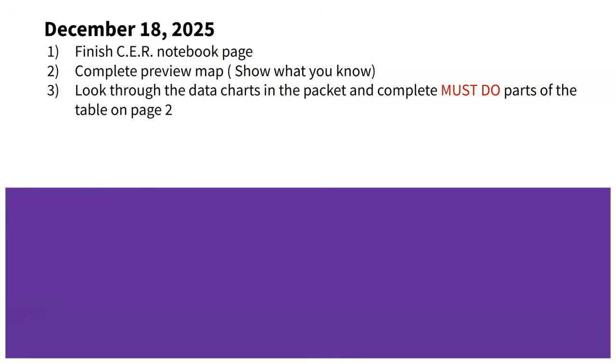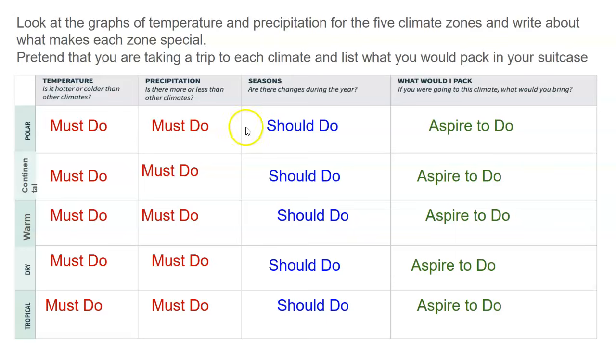Then you're going to look through the data charts in the packet and complete the must-do parts of the table on page 2. I'm going to show you what I mean by that. Okay? So the next page, it looks like this. Look at the graphs of temperature and precipitation for the 5 climate zones and write about what makes each zone special. These are the 5 climate zones: polar, continental, warm, dry, tropical. These are your must-dos. You're going to look through those graphs, which I'm going to skim through in a minute, and look for temperature and precipitation. Is it more, less, or about the same as all the others?